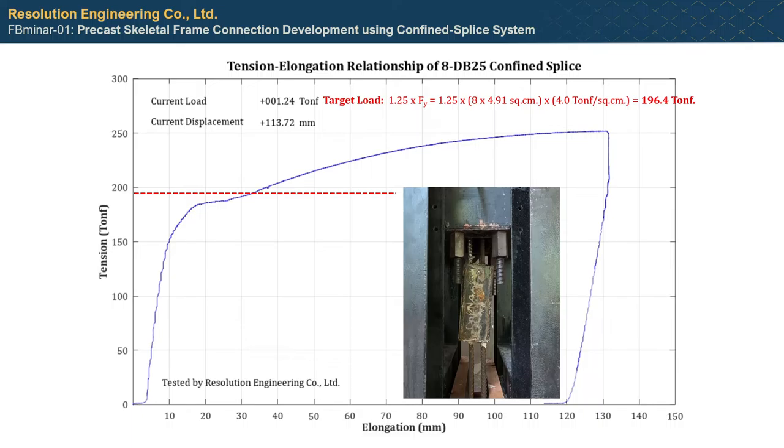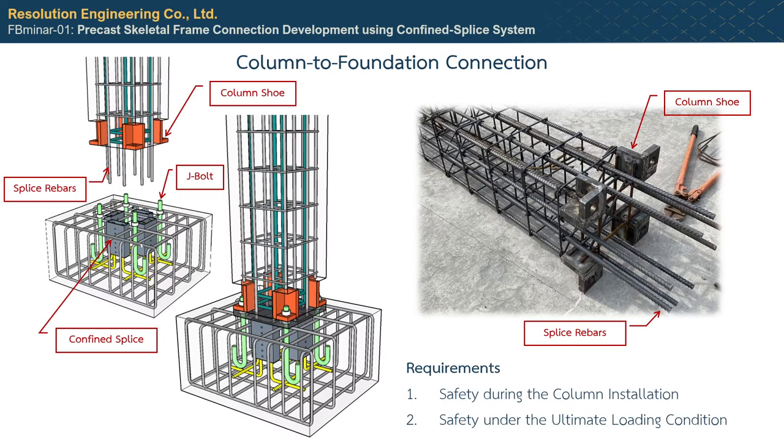From here, I actually also tested 4 DB and 5 DB. I cannot afford to have that much time to show all of that to you, right? But these are the two biggest numbers of splice I had. It works well, right? So the component level testing checked, it works. Now, column to foundation connection. When the component level was proved to work well, I come to the next part, which is the structural sub-assemblage testing.